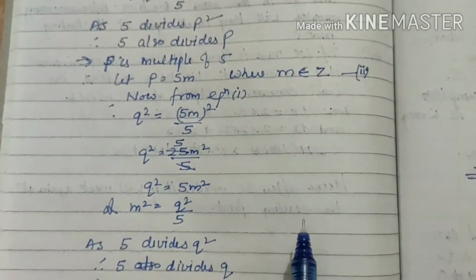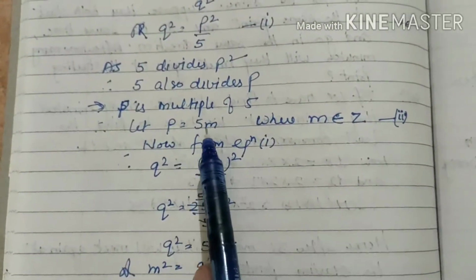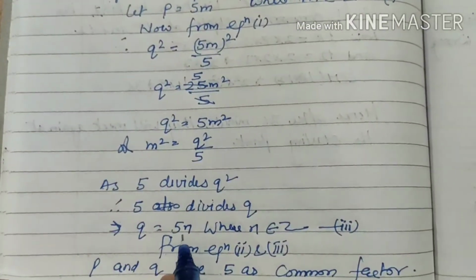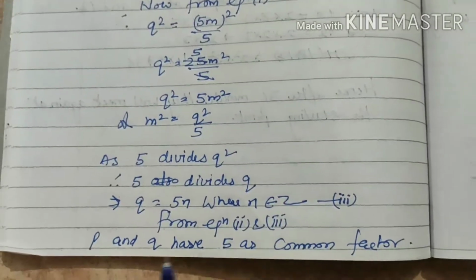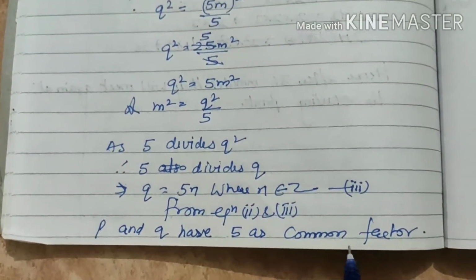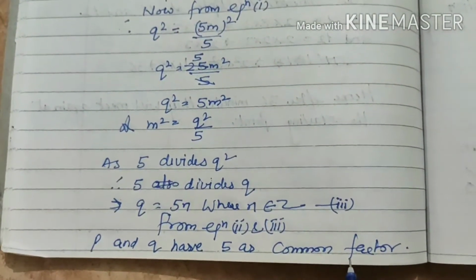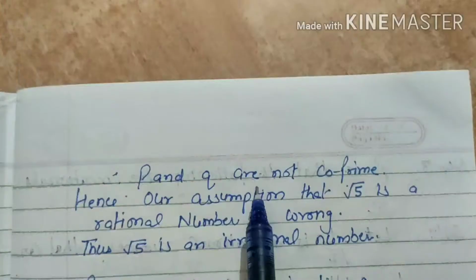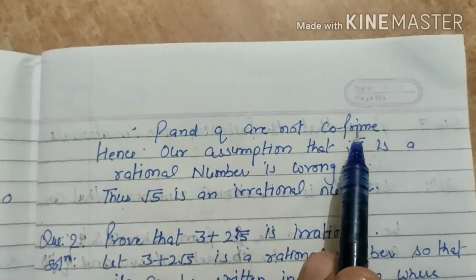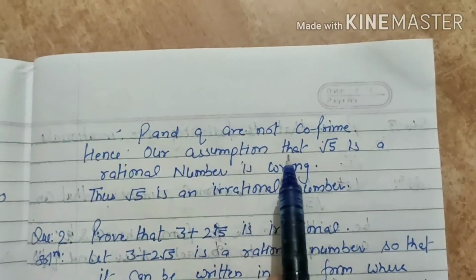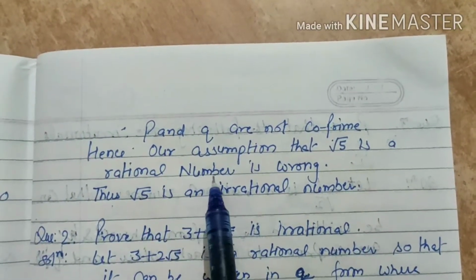From equation number 2 and 3 you can see here we have p equals 5m and q equals 5n. So from equation 2 and 3 you can say p and q have 5 as a common factor. This means p and q are not co-prime to each other. Hence our assumption that root 5 is a rational number is wrong.